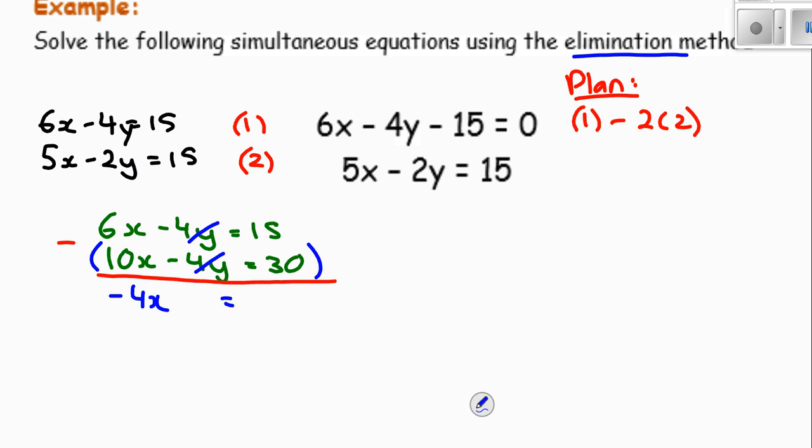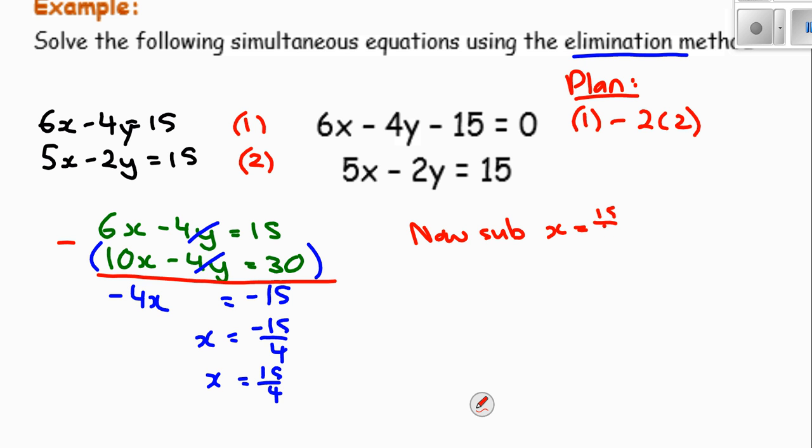And then negative 15 minus 30 is negative 15. So x equals negative 15 over 4. So now let's sub in x equals 15 over 4.